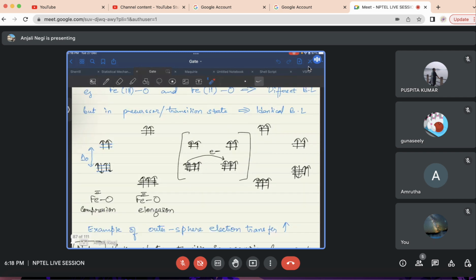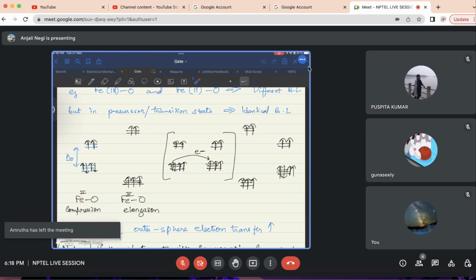This is my Fe-O, that is having the 2+ oxidation state. There is a compression here, so the delta G naught value is actually small here. But in the case of my Fe-O, where my Fe is in the 3+ oxidation state, this will have elongated bond length and a higher delta G naught. Now, in the case of my transition state or my precursor complex, for electron transfer from here to here, they must be at an equal bond length. That is what the Franck-Condon principle states.